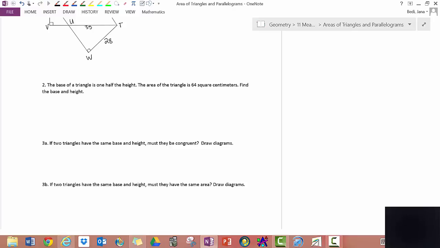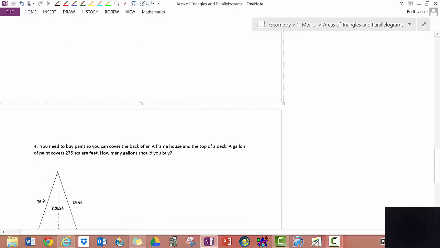Two triangles have the same base and height. Must they be congruent? I want you to draw these triangles out and draw 4 or 5 and see if you have a pattern, whether they have to be congruent. And that goes for 3B as well.